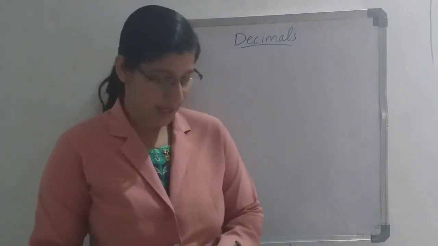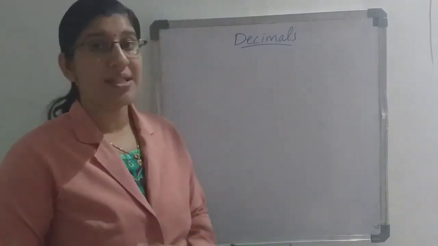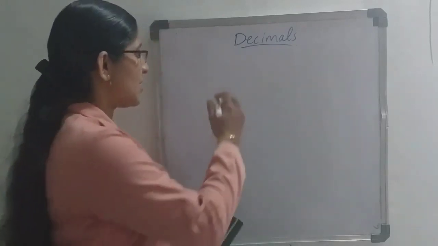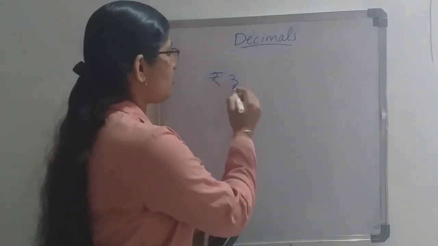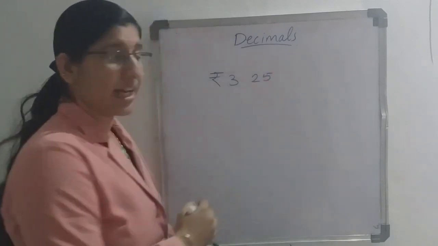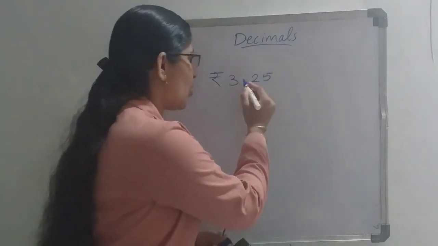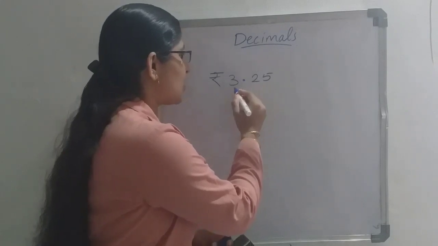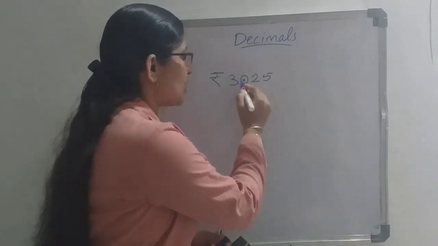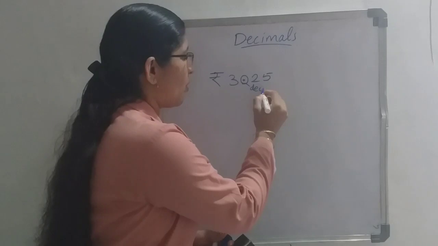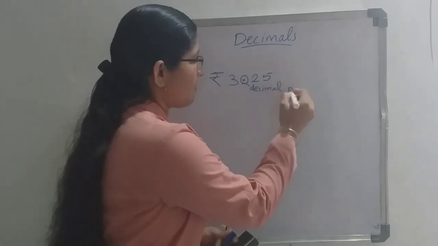Okay, I'll say one example. You are saying the amount, for example, 3 rupees 25 paise. You are saying like that, no? Here you are using decimal. The dot which is separating the rupees and paise is the decimal point.